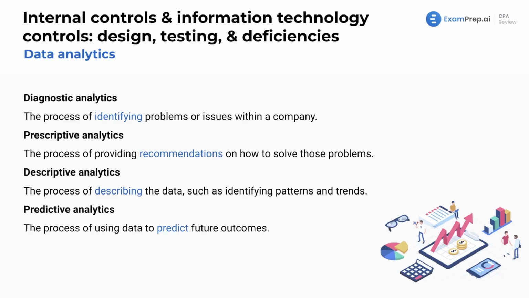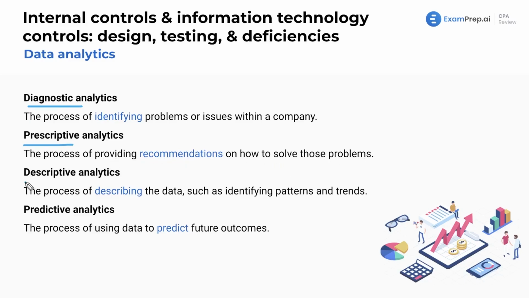Here are a couple terms that I want you to memorize. These are different ways to analyze data, different analytics methods. We've got four of them here. We've got diagnostic, prescriptive, and we'll get into descriptive and predictive. Now, these are four processes. Diagnostic analytics, this is the process of identifying problems or issues within a company. We're diagnosing the problem. We also have prescriptive analytics, right? Think about a prescription, the process of providing recommendations on how to solve those problems.